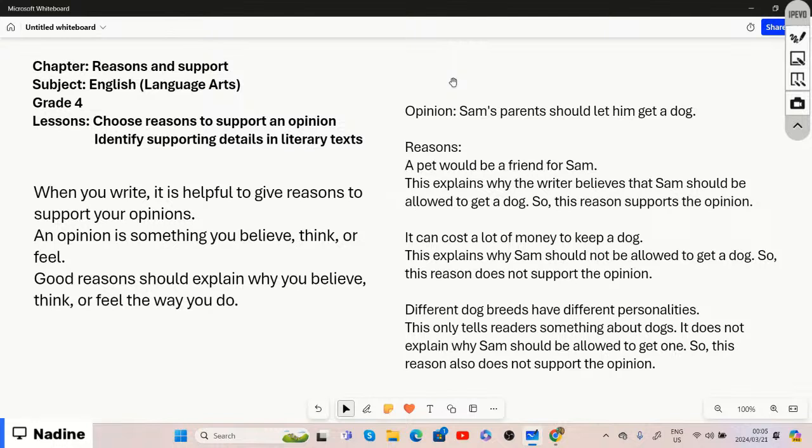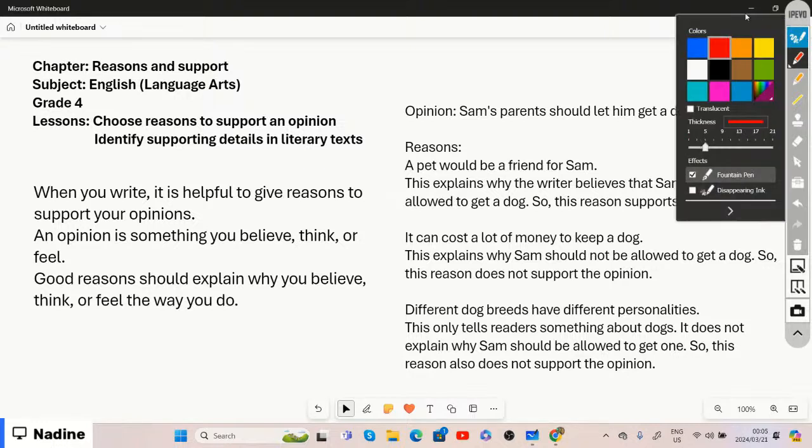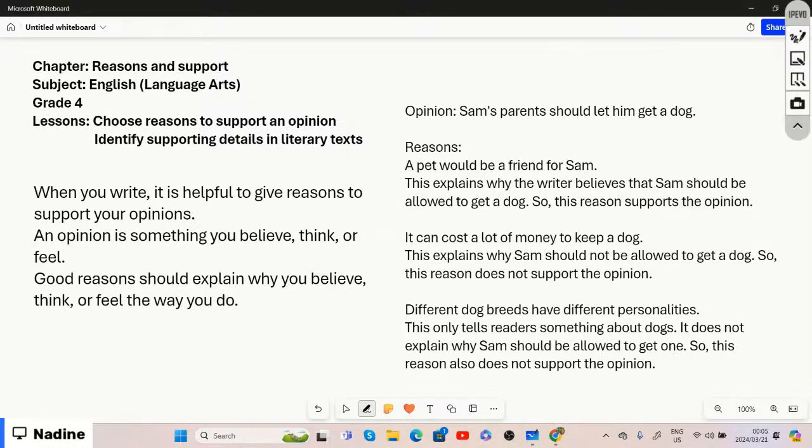So now today's lesson we are doing reasons to support, and we're going to choose reasons to support an opinion. An opinion is something that you believe, think, or feel. All right. So when we are writing, it is helpful to give reasons to support your opinion.